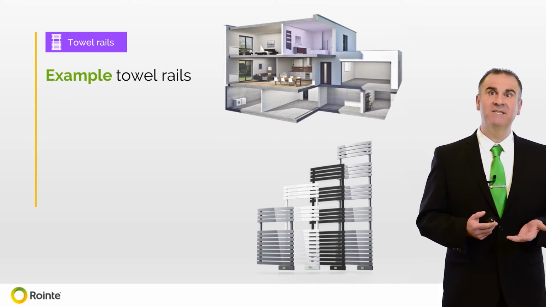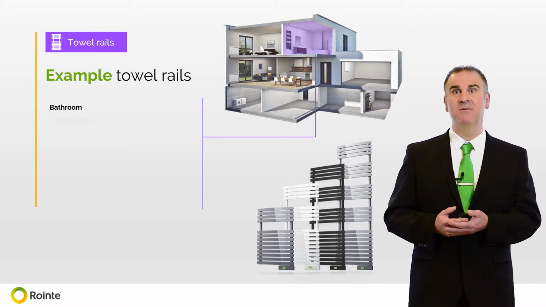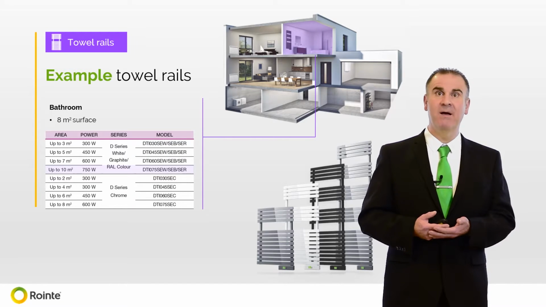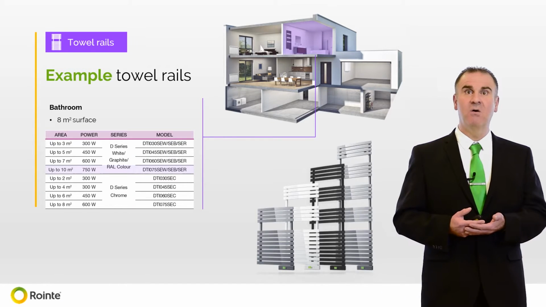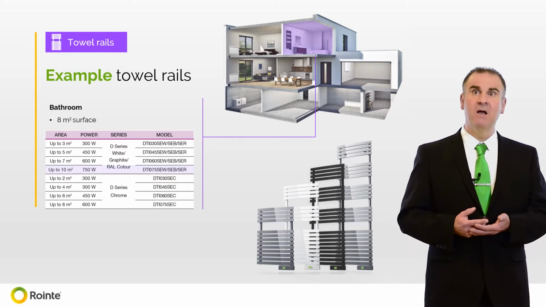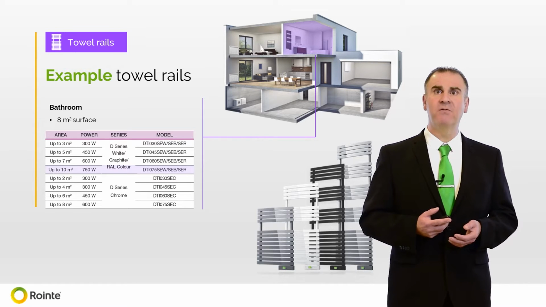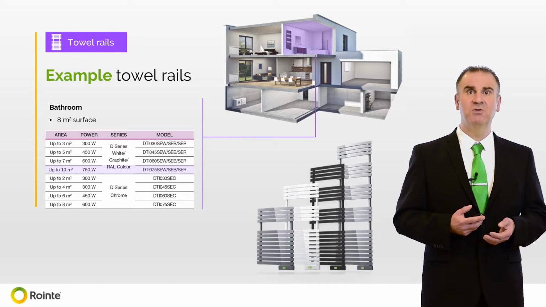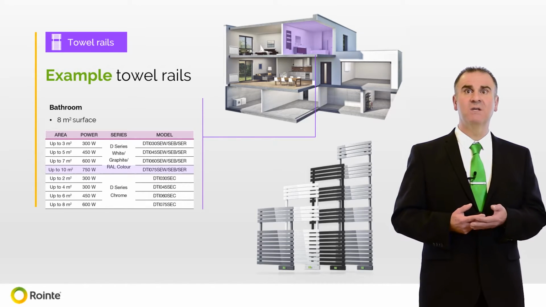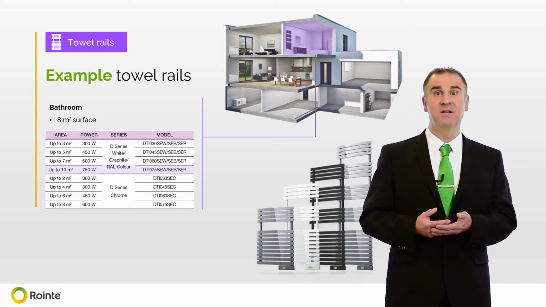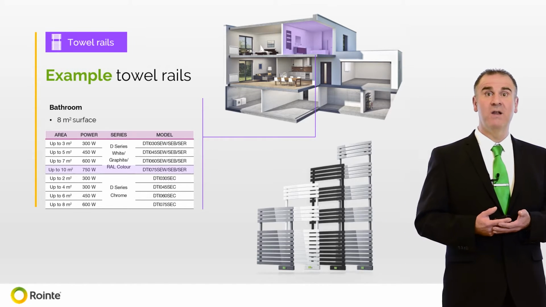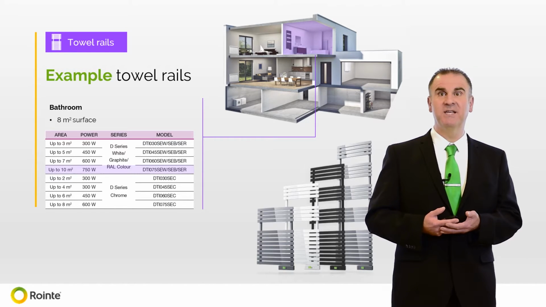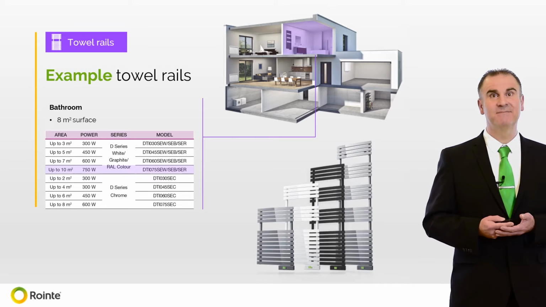Rointe have towel rails in both the Kyros and D series ranges. The towel rail sizes are recommended by area, and sizing is also dependent on the finish of the towel rail. This example shows a bathroom with a surface area of 8 square meters. We recommend a 750 watt Kyros in white or a 750 watt D series in graphite, white, or any rail color. Again, if there is any doubt, please contact our technical department for advice.